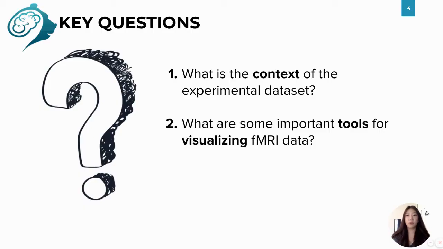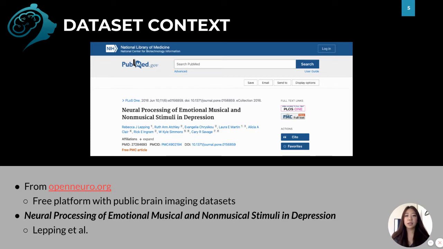So like I mentioned before, the key questions I'm going to answer in this video are: what is the context of the experimental dataset we're going to be working with in Lessons 2 and 3, and what are some important tools for visualizing fMRI data, which I'll go more into when I preview the Google Colabs for you. So let's start off with the dataset context.